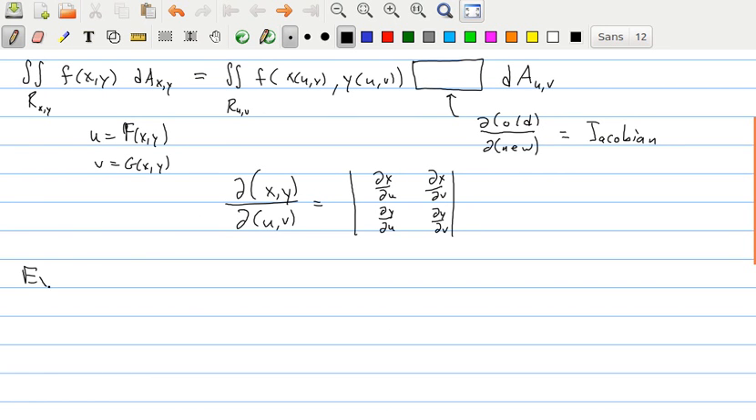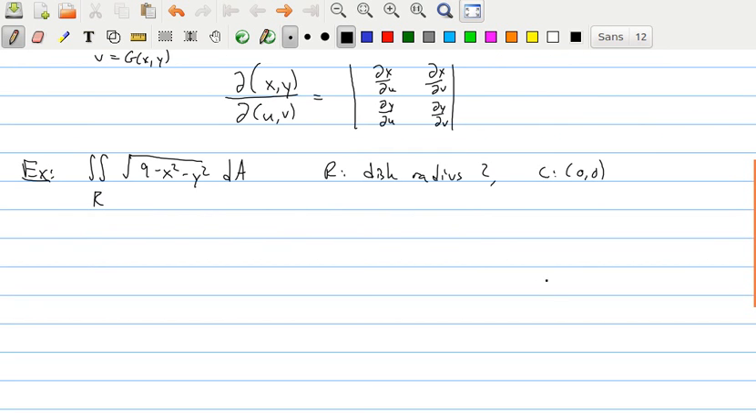Let's look at an example that we would usually use polar for, but we'll actually go through the Jacobian process on. Let's look at the integral of square root of 9 minus x squared minus y squared, where the region is the disk of radius 2 centered at the origin.